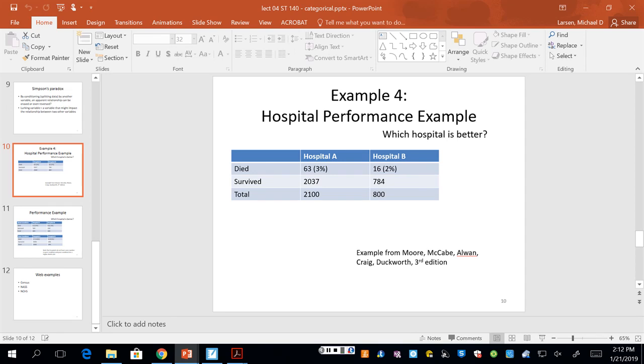So imagine that we're going to a hospital for a fairly routine procedure with some risk to it. An appendectomy or something else. Usually it's not fatal, but every once in a while it goes wrong. We have two hospitals. Hospital A has 2,100 patients that have this procedure, and Hospital B has 800. In Hospital A, 63 patients die, so 3% die. In Hospital B, 16 out of the 800 die, which is 2%. Which hospital would you rather go to?